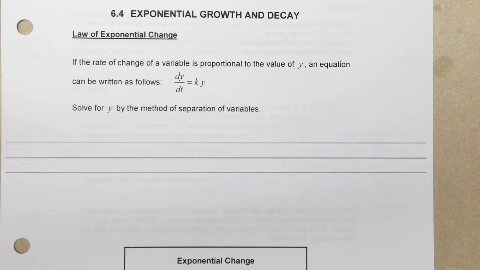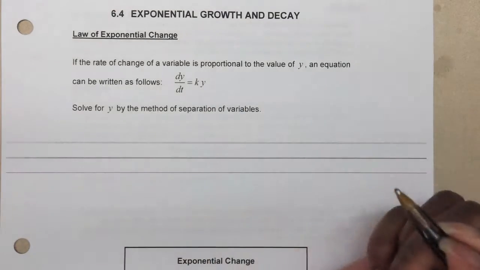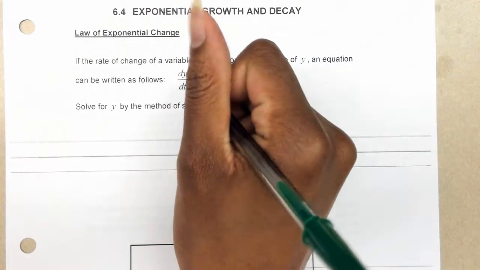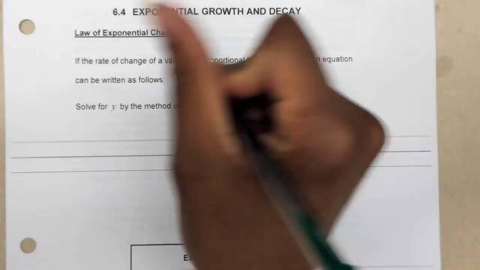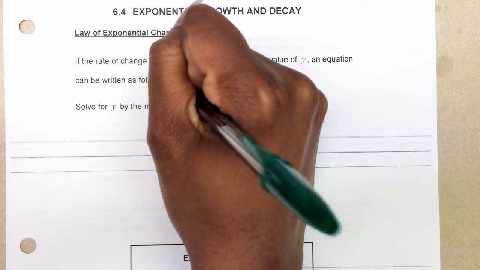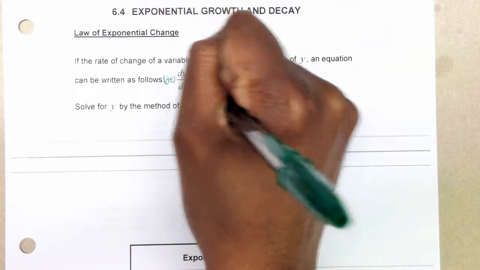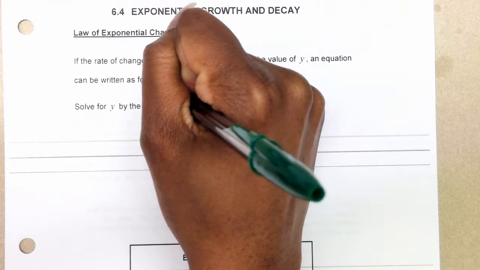So to solve for y, we have to separate the variables so that we can identify what the actual equation for this differential equation is. So we're going to solve for y using the method of separation of variables. So we have dy/dt equals ky. So we're going to multiply both sides by dt. And then we're also going to divide both sides by y.